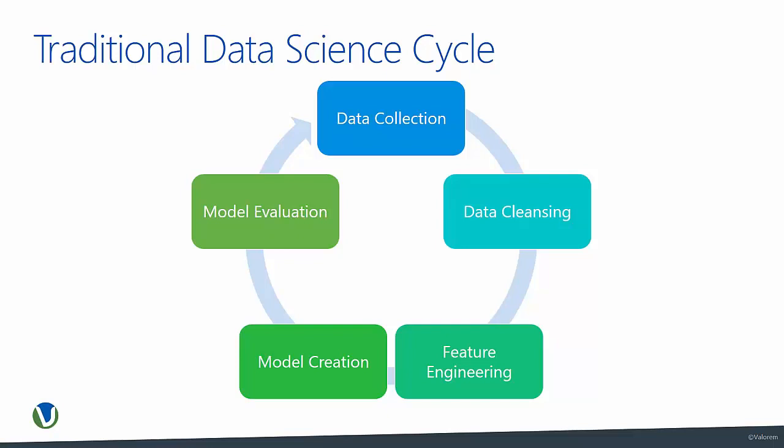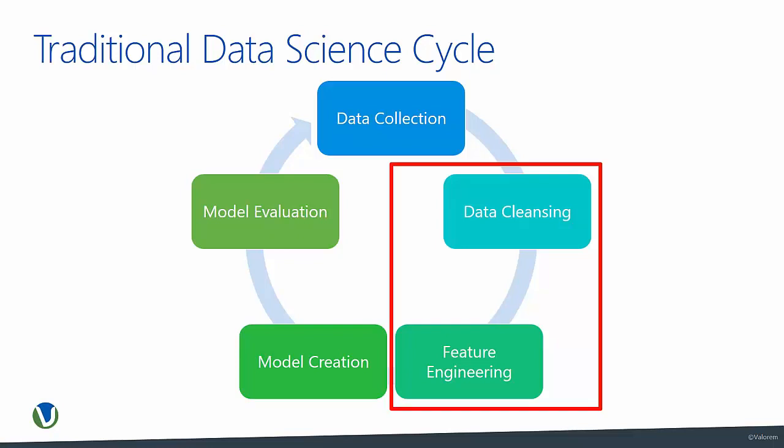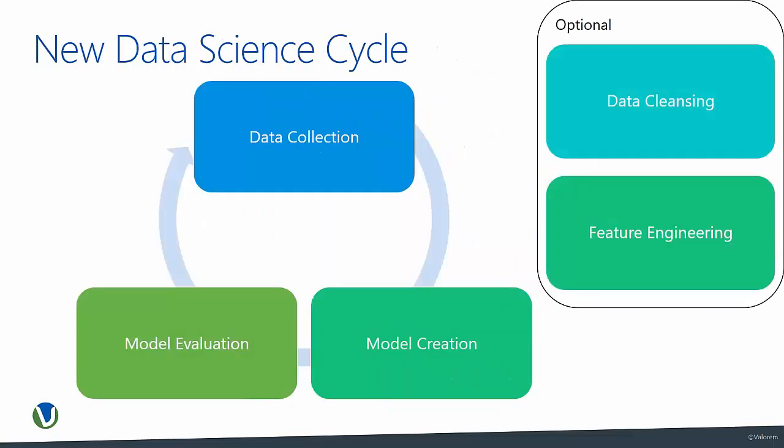Right? You keep going and going until you decide to quit, until you get to a point that's appropriate, until you want to change your problem. There's a lot of different ways out of the cycle. We want to focus on these two phases right here, the cleansing and the feature engineering. I propose those are optional. You don't actually have to do them.